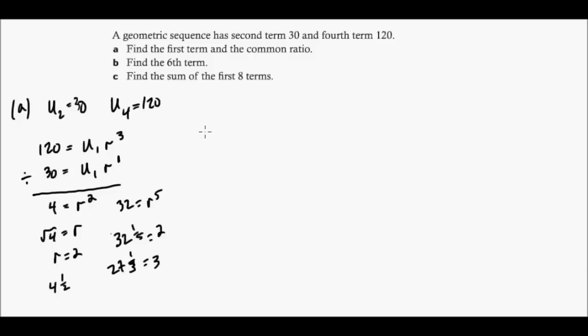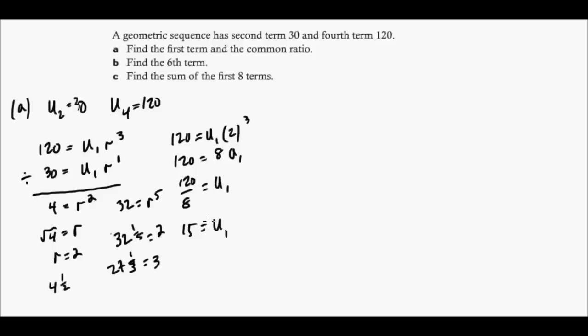Now we need to find the first term. So I'm just going to sub it into the first one: 120 equals the first term times 2 to the 3rd power. So we get 120 equals 8 times the first term. I'm going to divide, so it's going to be 120 divided by 8 equals the first term, which is 15. 120 divided by 8 is 15.